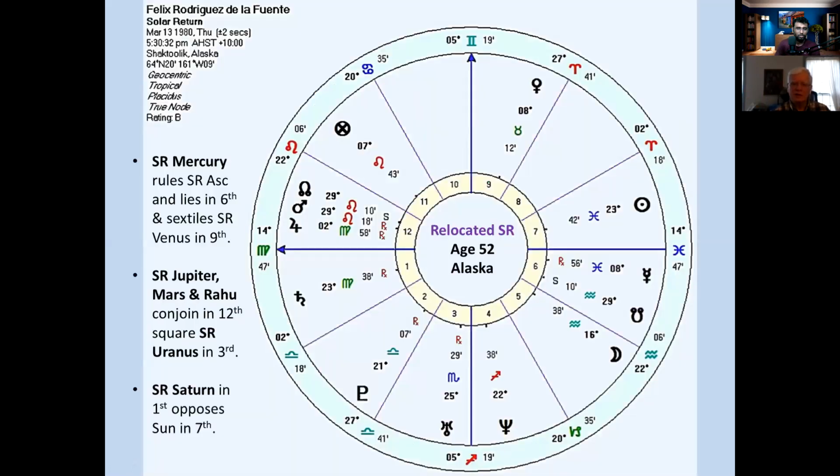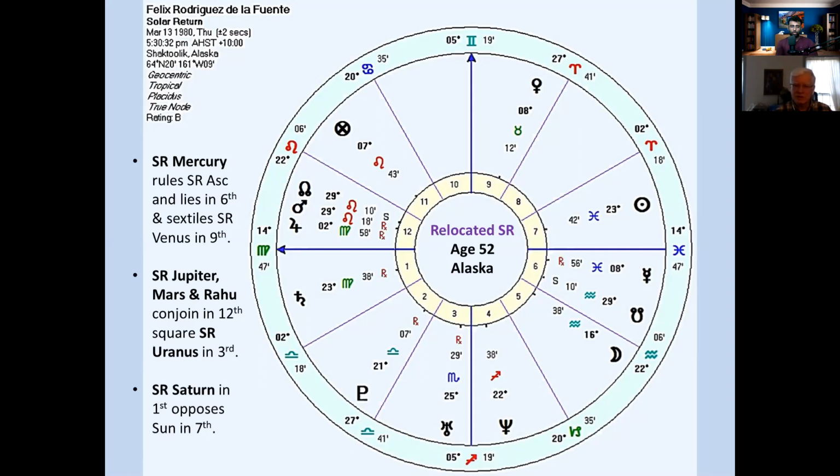Okay, so here's his relocated solar return. Again, in Alaska, I don't know exactly where the plane took off from, but this is the solar return for where the crash took place, which was near where they took off and they flew a little bit and crashed. So the angles may be a little bit off, but it's very close. Saturn's in the first house. And here, it was Capricorn in the birthplace rising. Here it's Virgo rising. Mercury rules the solar return chart.